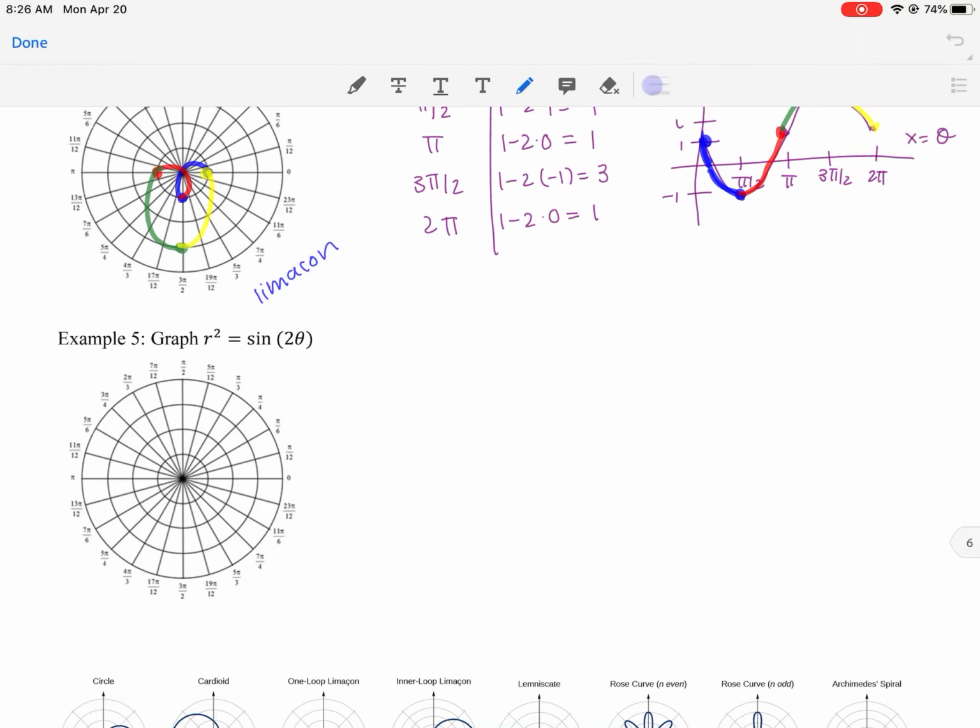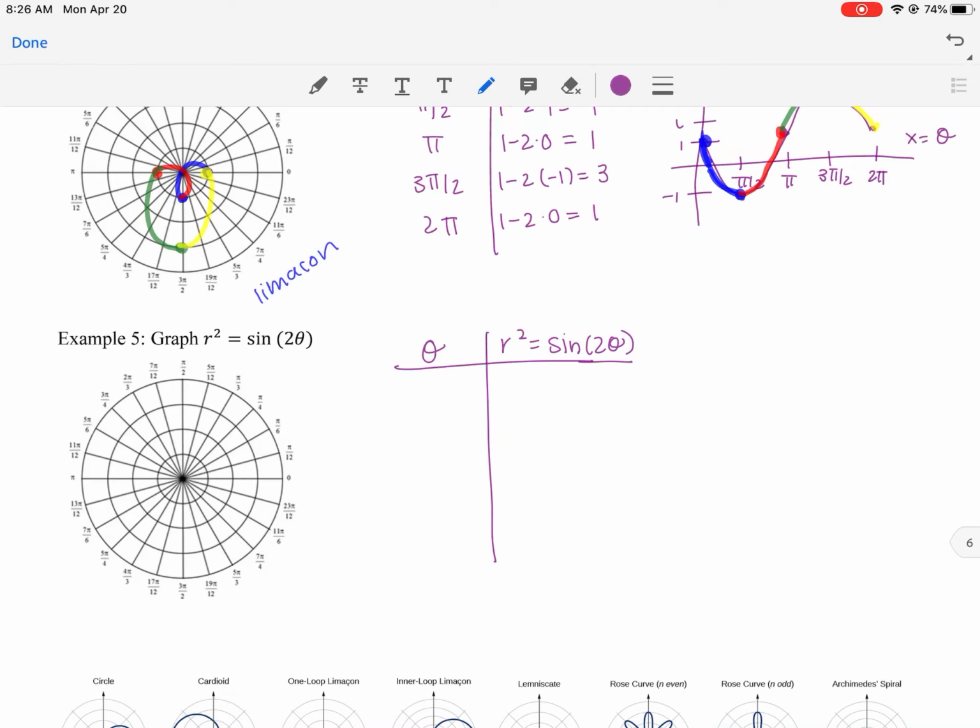Okay. This last but not least one, I'm going to admit it's a little bit more difficult because you've got r squared. There's one on the homework like it. However, I'll be nice to you on a test or a quiz. You won't see it. So let's think about this as theta, and then r squared equals sine of 2 theta.